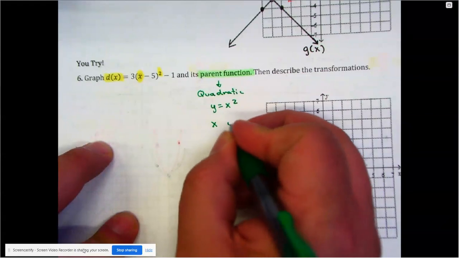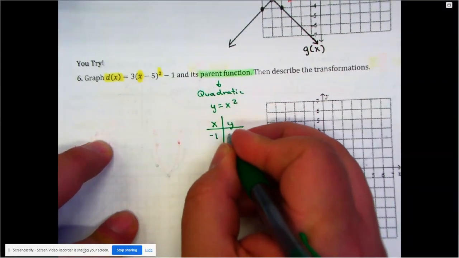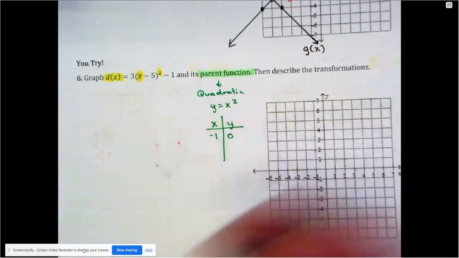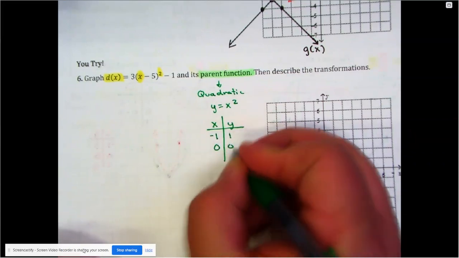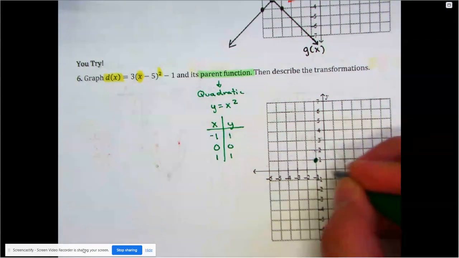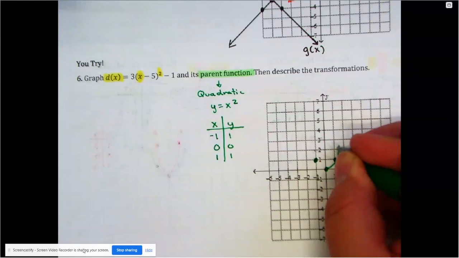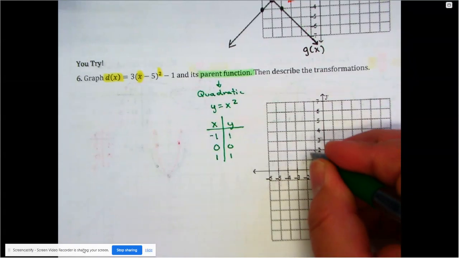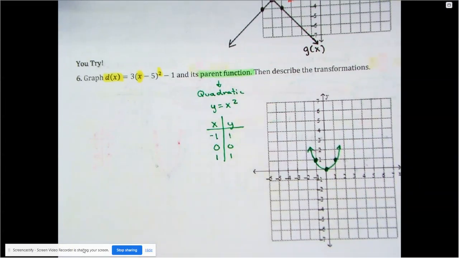So let me bring my points in. My classic 3, -1, power of 2 is 1, not 0. So 1, 0, 0, 1, 1. So we're going to do a quick draw. -1, 1, 0, 0, 1, 1. And then here comes our very happy looking parabola right there. Looks like a smiley face there. Okay, so there, the parent is done. But now we're going to break it down and see what every little value is doing to it.